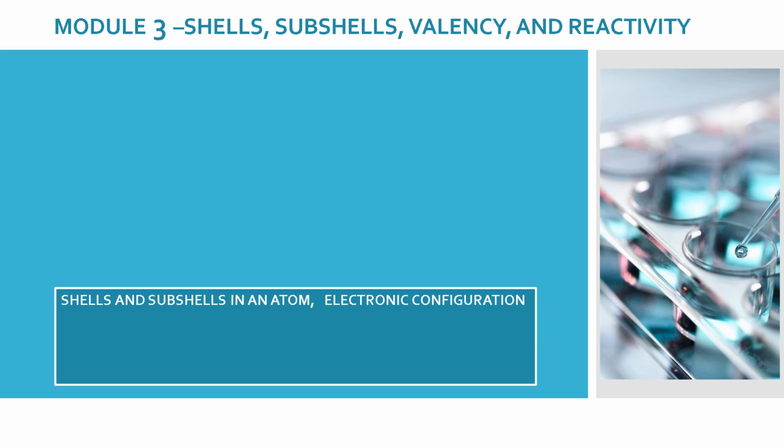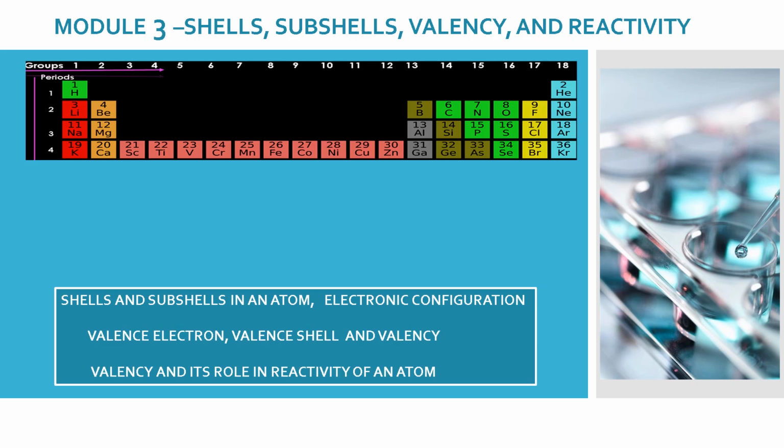It is module number 3 under chemistry, where we are going to deal with shells, subshells, valency, and reactivity. How are the shells and subshells in an atom arranged? How are the electrons arranged in these shells and subshells? How does it control or limit the valency of an atom? And how is the valency of an atom related to its reactivity? It is just the basics.